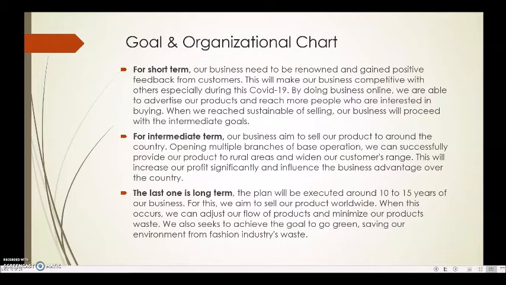For the intermediate term, our business aim is to sell our product around the country. That means our location will be one country initially, and that's how we think we can engage with as many customers as possible. The last one is long term. The plan will be executed over around 10 to 15 years of our business, and this will aim our product worldwide. That means after fulfilling the short-term target, which is one country's success, we can go further worldwide, and this is very easy since it's a very online platform.